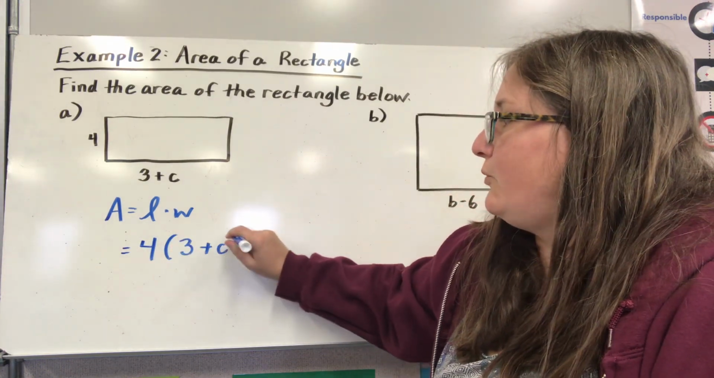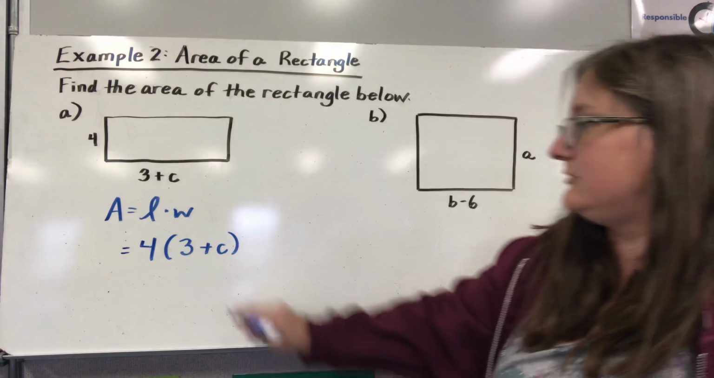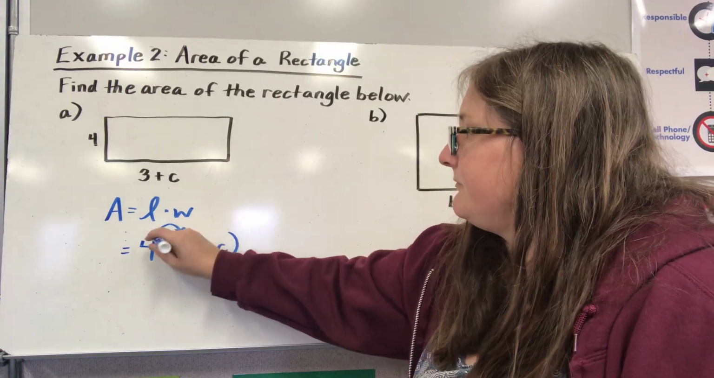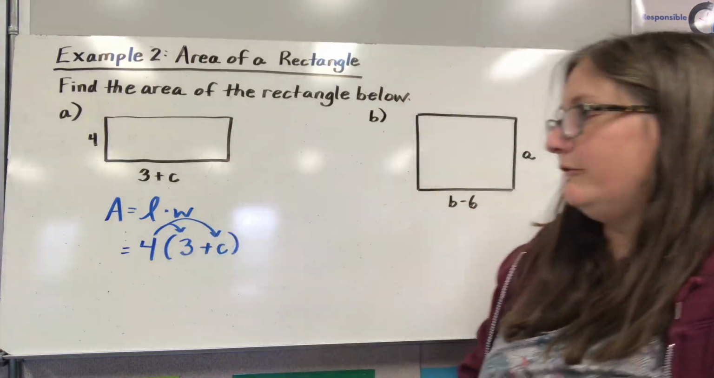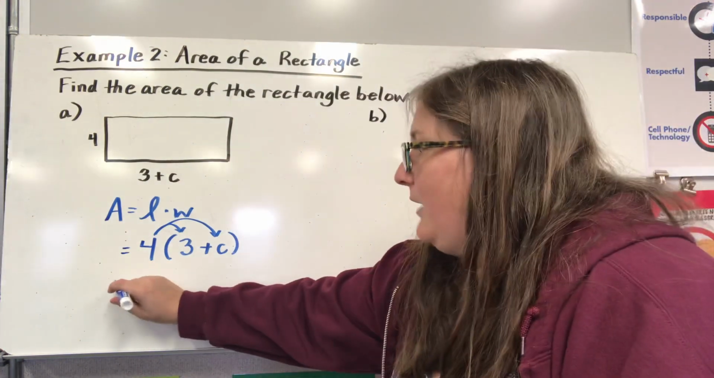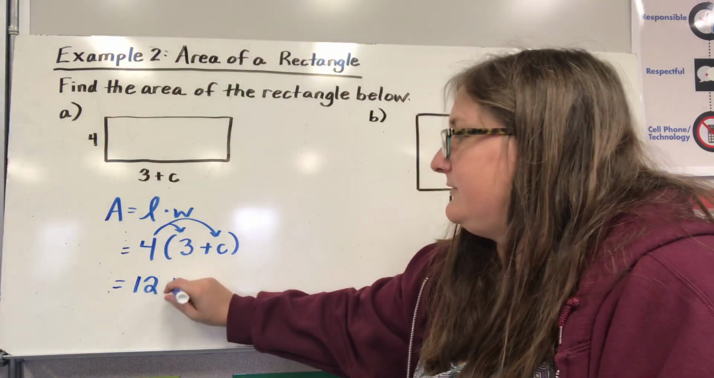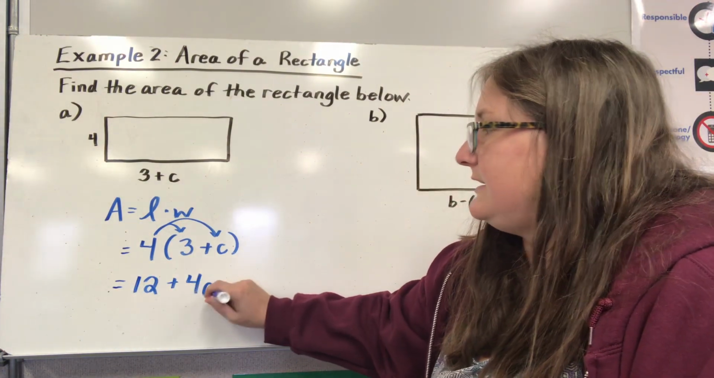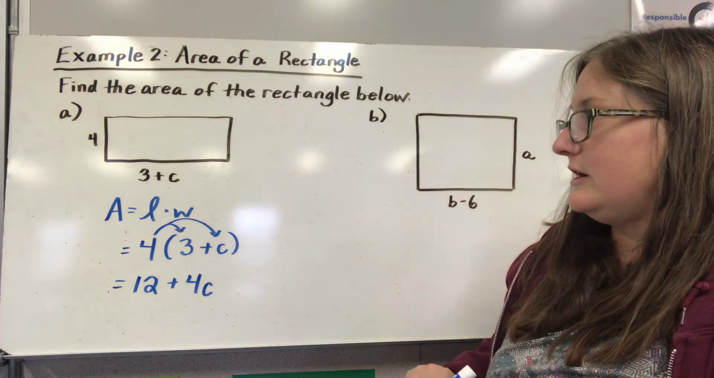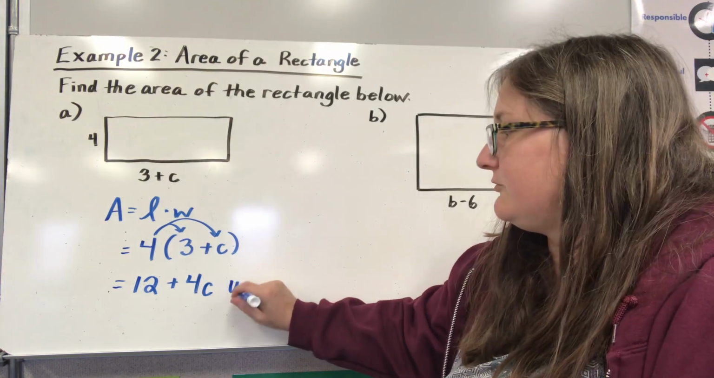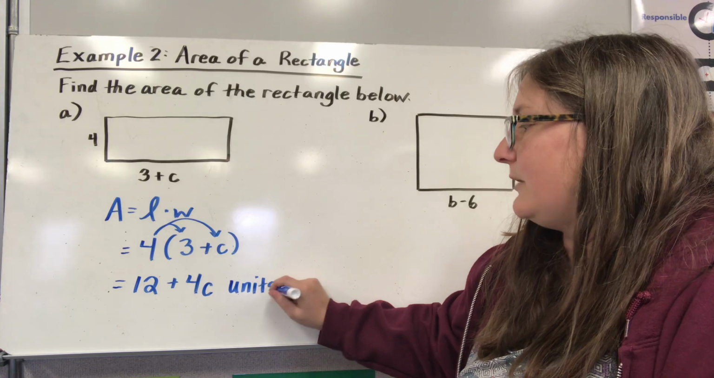In order to quickly simplify this, I can use my distributive property. So 4 times 3 gives me 12, and 4 times c gives me 4c. I don't know what the units are here, but I know it's an area, so it's going to be units squared.